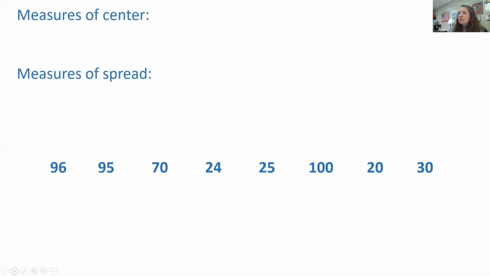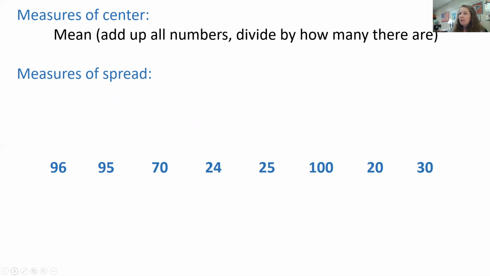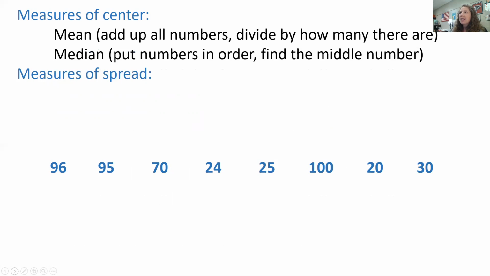All right, so what are the measures of center? If we want to know about the average, we basically want to know two things. We want to know about the mean, which is the average, and the median. We want to look at the middle of the data.